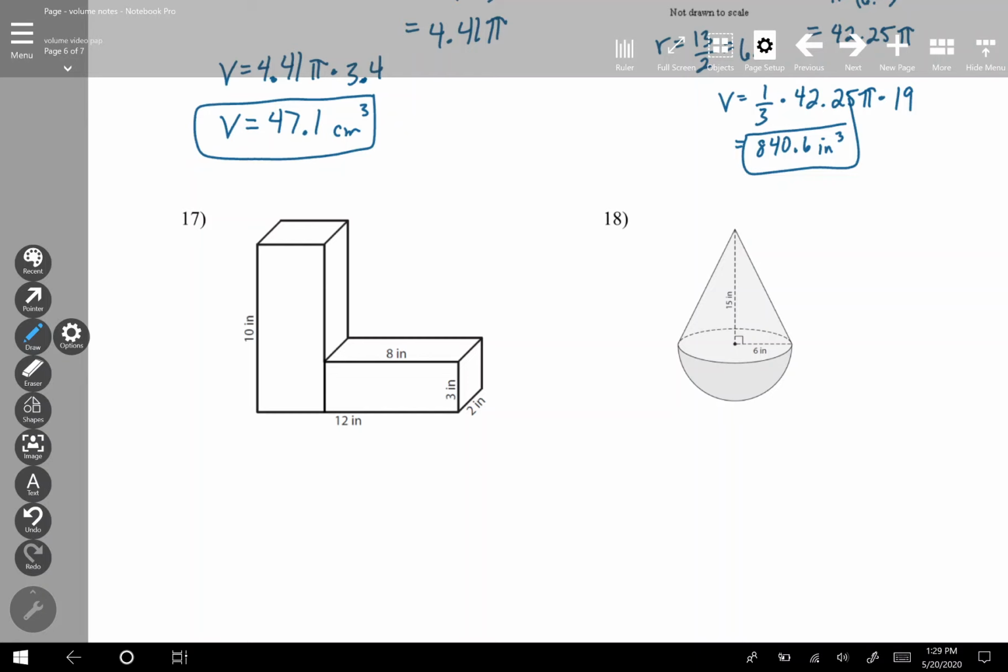So our last ones here, these are composite figures. So all you have to do is basically break the figure up into the two pieces that you see and then add them together. All right, so first thing here, we have two rectangular prisms together. All right, so I'm going to do the blue one. Blue, and then we have a red one.